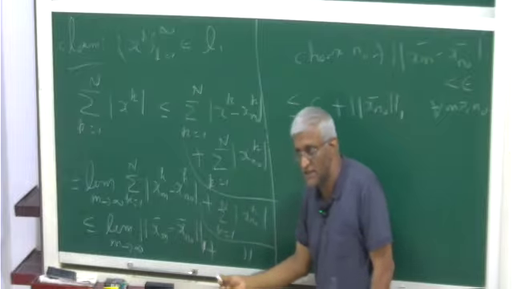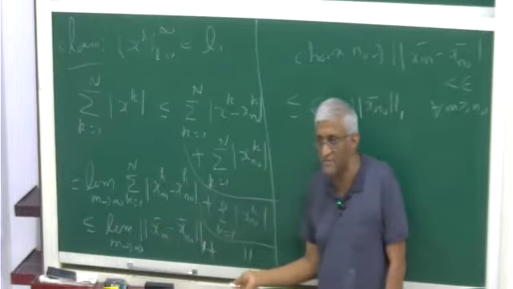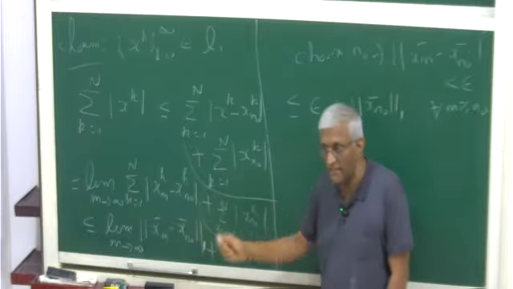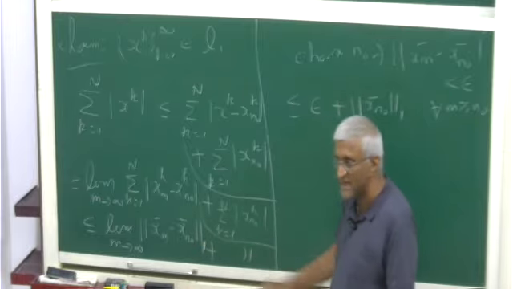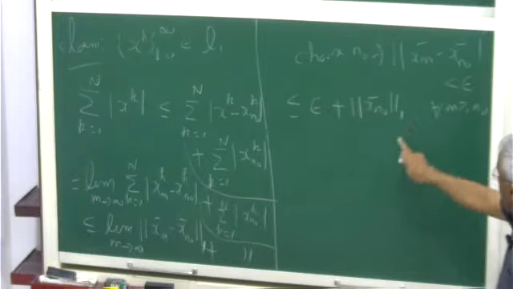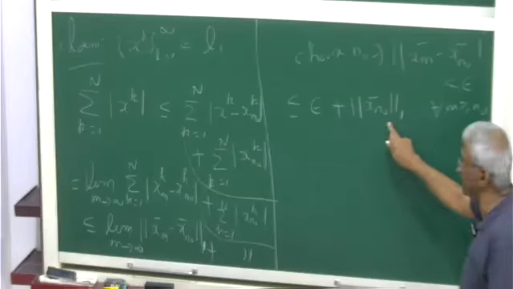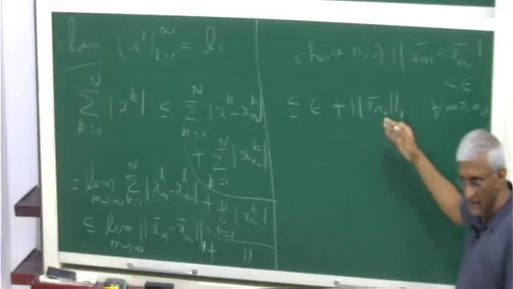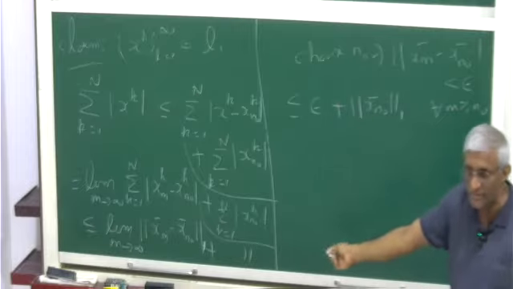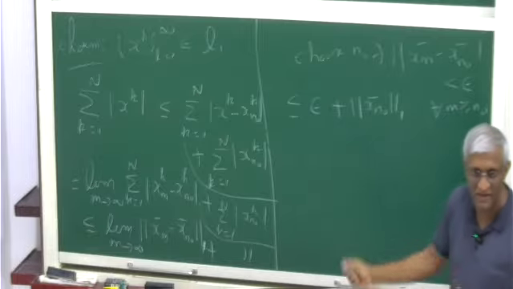Because it is Cauchy, after some n naught, this will become less than epsilon for all m. Because you are just taking the limit, it's fine. So that's why I'm saying this is less than epsilon. And here, this is just up to finitely many. When you take up to infinity, this is what you get. They are positive numbers, so we are also using that fact. They are all positive, so this is less than this. So it's okay.